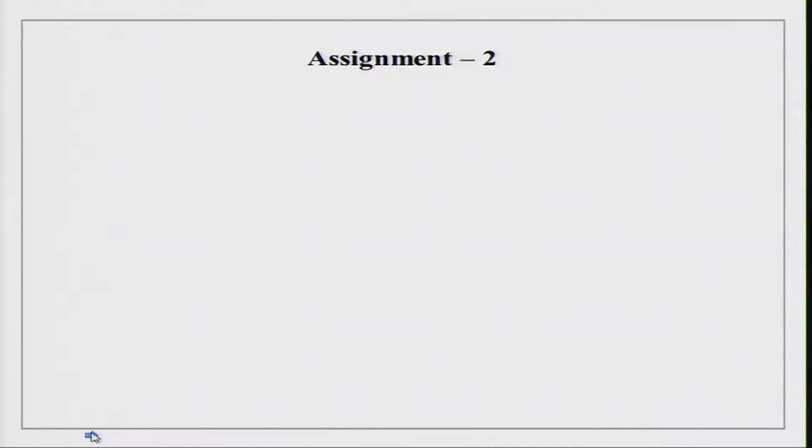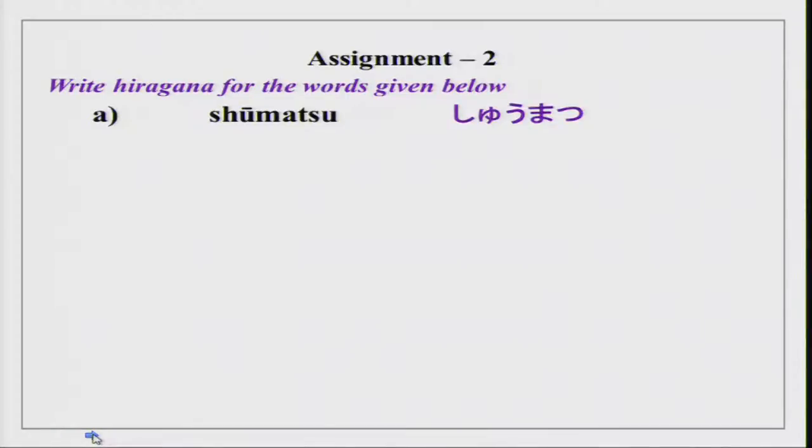Assignment 2 was: write hiragana for the words given below. Well, a lot of words were given. They have been put there basically for you to practice hiragana. That is the important part. So well, the first word is shumatsu, and hiragana is given over here. You can practice all the hiragana nicely.